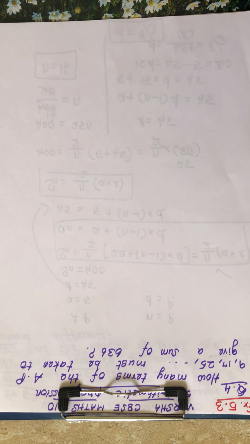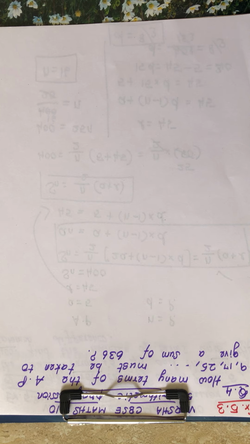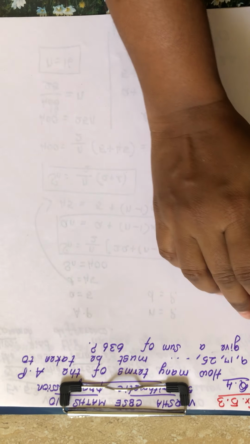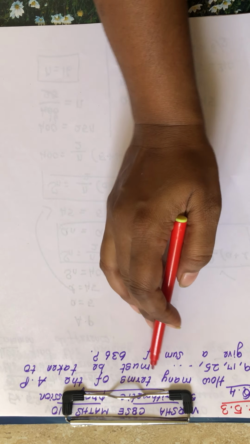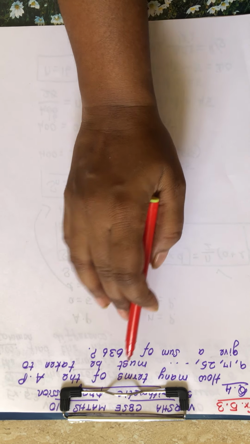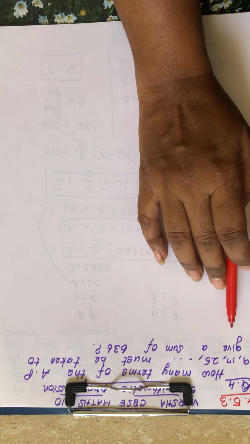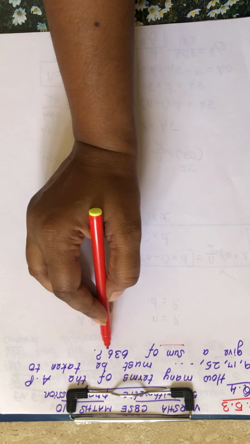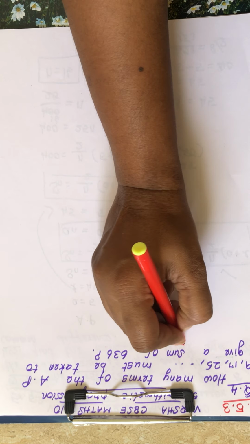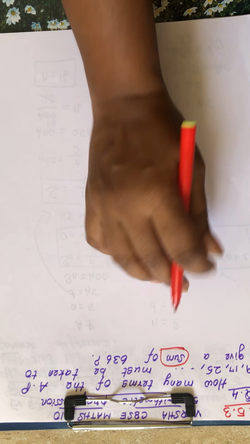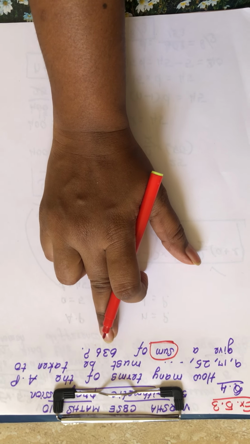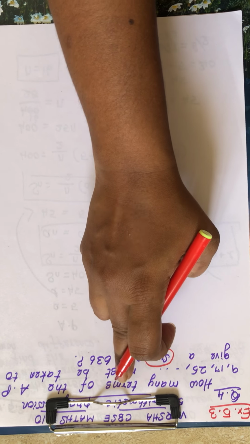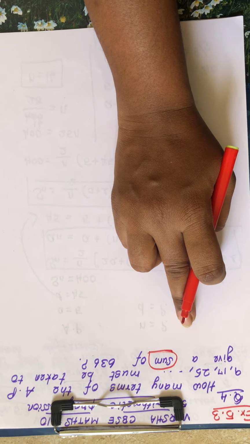So read the question. How many terms of the AP 9, 17, 25, etc. (there is no last number) must be taken to give a sum of 636? Okay, this is your sum. So the sum is given. How many terms? So we are going to find the value of n.